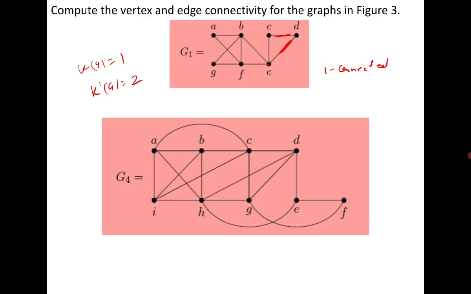Similarly for this one, vertex connectivity and edge connectivity, they don't have a cut vertex as well as a cut edge, a bridge, which means that kappa G should be at least 2 and kappa dash G should be at least 2. But now you can see that if you delete these two edges, the graph becomes disconnected, and therefore kappa dash G cannot be 3, it must be 2. Similarly, if you delete these two vertices, then the graph becomes disconnected, and therefore kappa G cannot be equal to 3, it must be equal to 2.